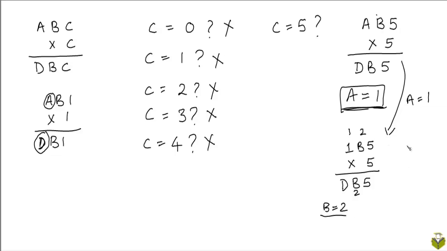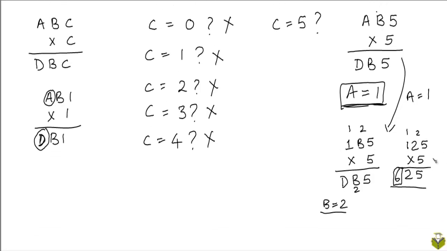In fact, let's see what happens if we do that. We get 125 times 5, and if we evaluate this multiplication operation, 5 times 5 is 25, 5 times 2 is 10, 10 plus 2 is 12, 5 times 1 is 5, plus 1 is a 6. So if B has to be put to be equal to 2, then we automatically get a value for D, which would be 6. So in fact, we got a solution to this cryptarithm.